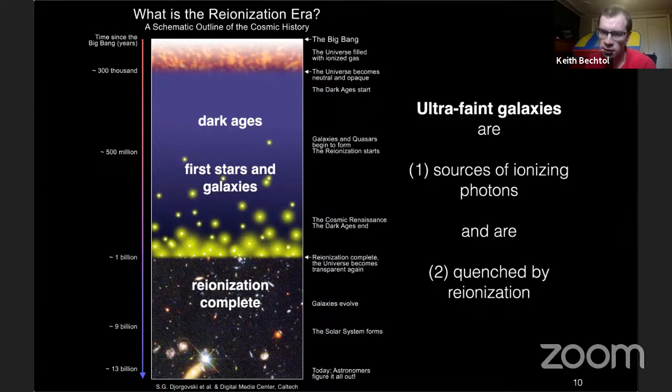And what's interesting about these ultrafaint galaxies, these smallest satellites around the Milky Way, is that they are both sources of ionizing photons that were responsible for reionization, and in many cases we believe that they were likely quenched by reionization, in the sense that their gas supply and their star formation was shut down through this process of reionization. And so they're both the participants and the victims of this process, so to speak. They're impacted by reionization.